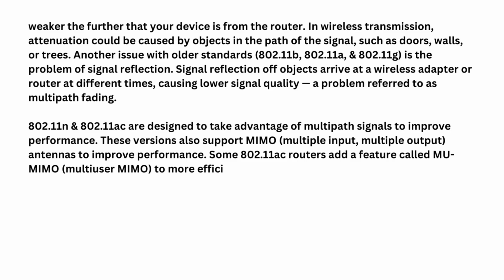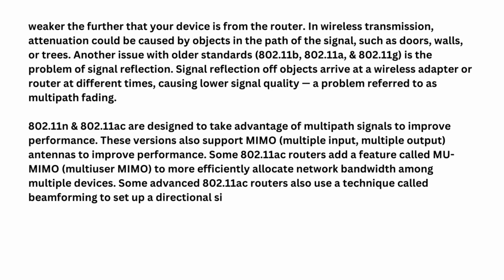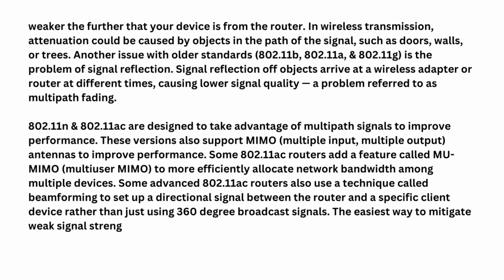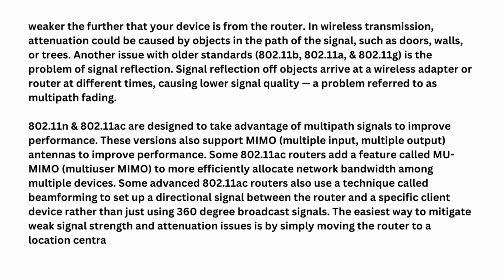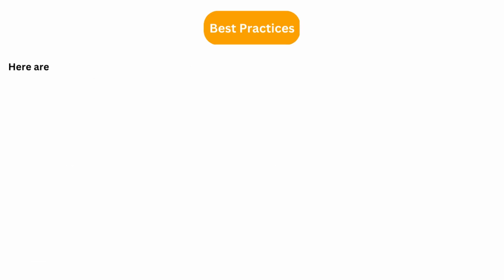Some 802.11ac routers add a feature called MU-MIMO, multi-user MIMO, to more efficiently allocate network bandwidth among multiple devices. Some advanced 802.11ac routers also use a technique called beamforming to set up a directional signal between the router and a specific client device rather than just using 360-degree broadcast signals. The easiest way to mitigate weak signal strength and attenuation issues is by simply moving the router to a location central to the devices that connect to it and locating the router on a wall or ceiling away from obstructions such as furniture.